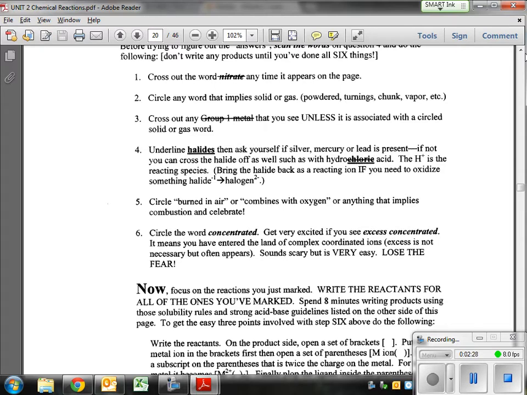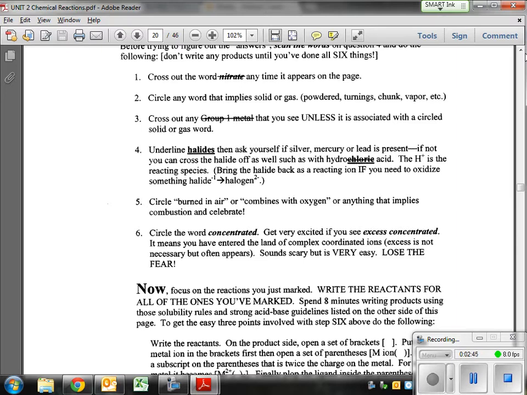We're going to underline any halogens. And you're going to ask yourself, is there silver, mercury, or lead anywhere in this equation? Does it say anything about silver, mercury, or lead? If it does, you're going to leave it alone. But if it doesn't, you can cross through it.